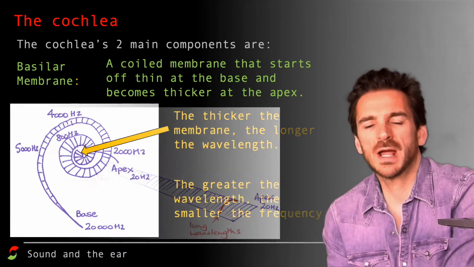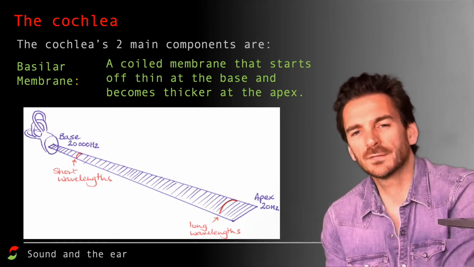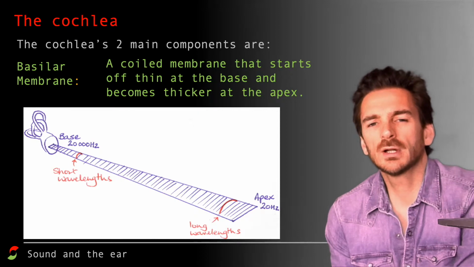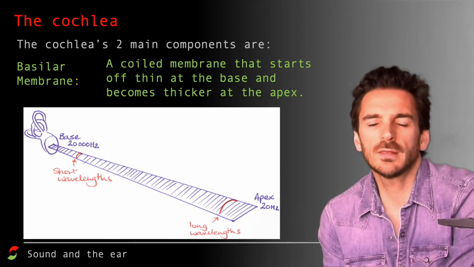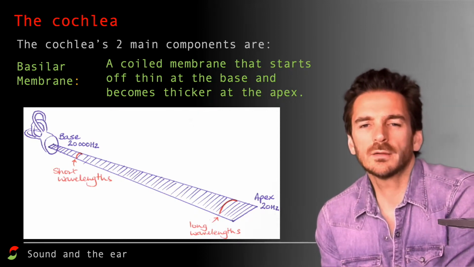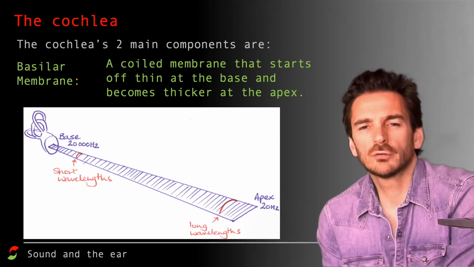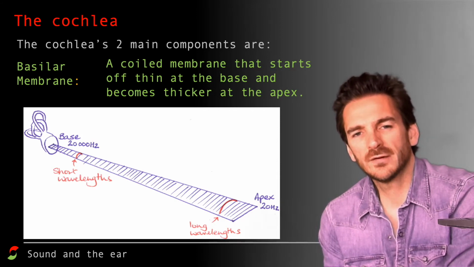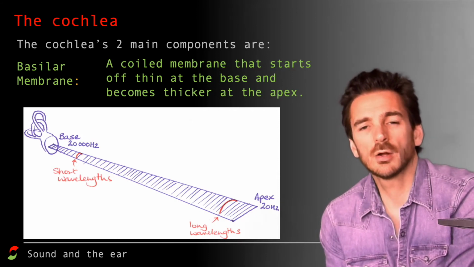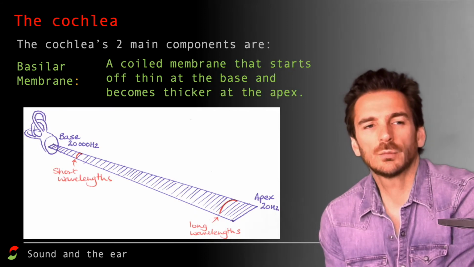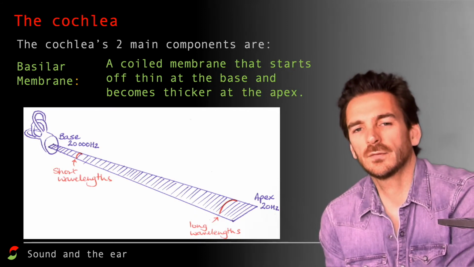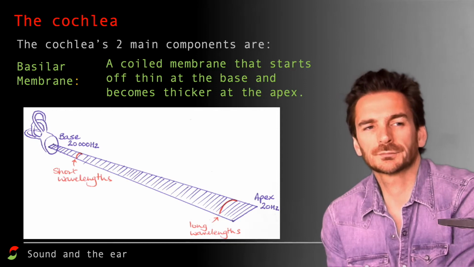So let's stretch out this membrane so that it's flat, so you can see it in a little bit more detail. And therefore you can see that the apex is much wider than at the base. And if it's much wider, therefore you can fit it in. The wave is going to be longer because it's wider. And that's where that 20 hertz is being able to fit in, that longer wavelength.